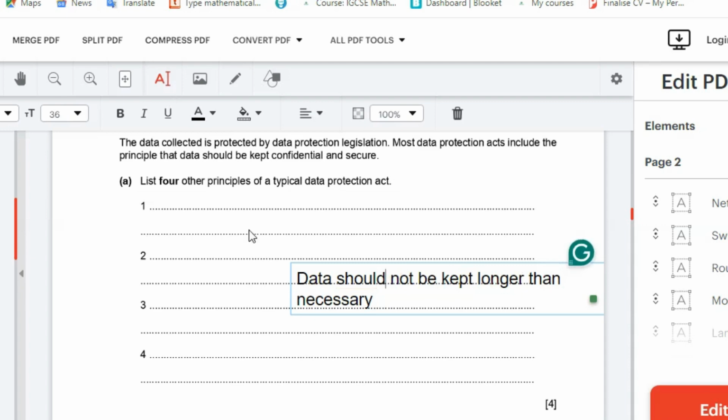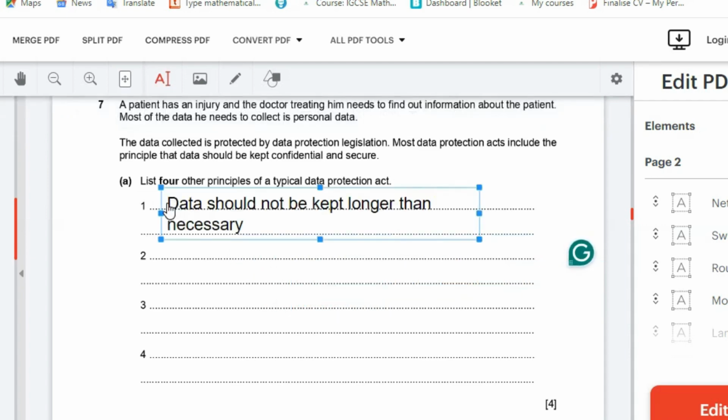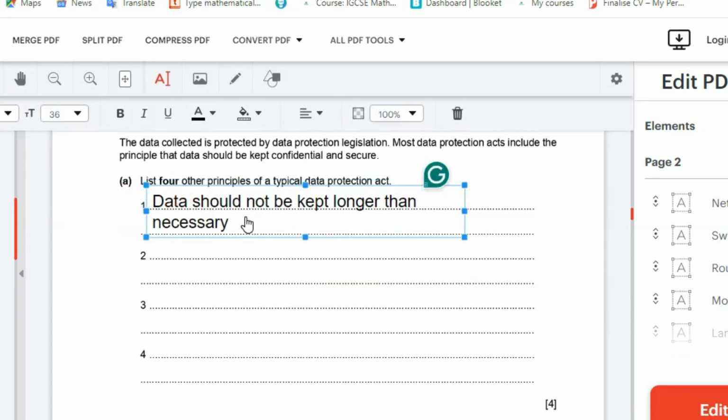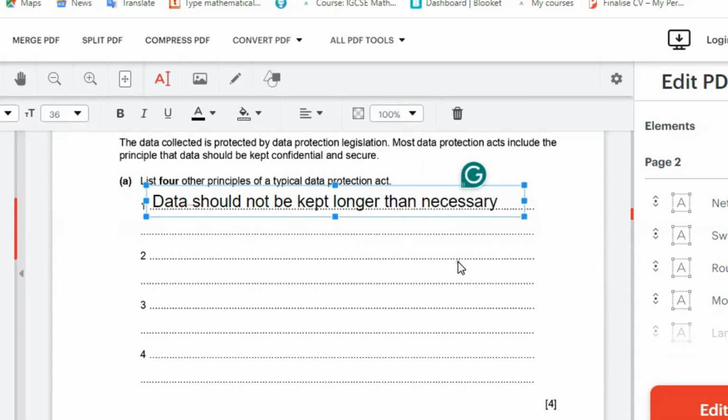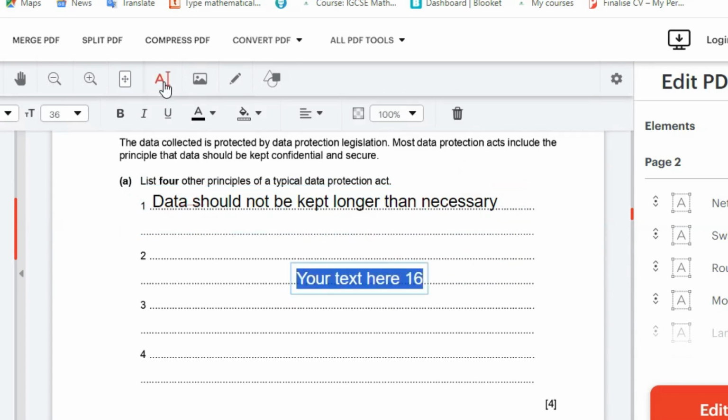So you don't keep data longer than what? Longer than it is necessary for you to have them. That's one, two. Yes, what other data protection acts do we have?